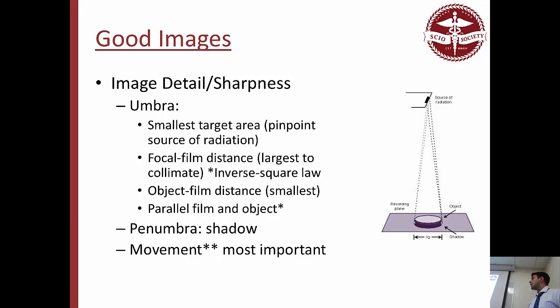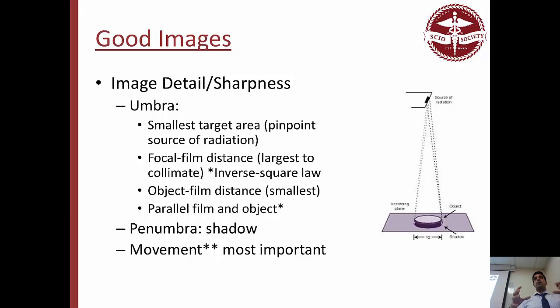Okay? The next part is the focal film distance. So we know that the focal film distance will tell us how far away the film is from the actual generation of the X-rays. So the X-rays are made here. The film is here. You want to increase that distance as much as possible. Why do we want to do that? Because when the rays come out at the end of it, they're going to be most parallel.